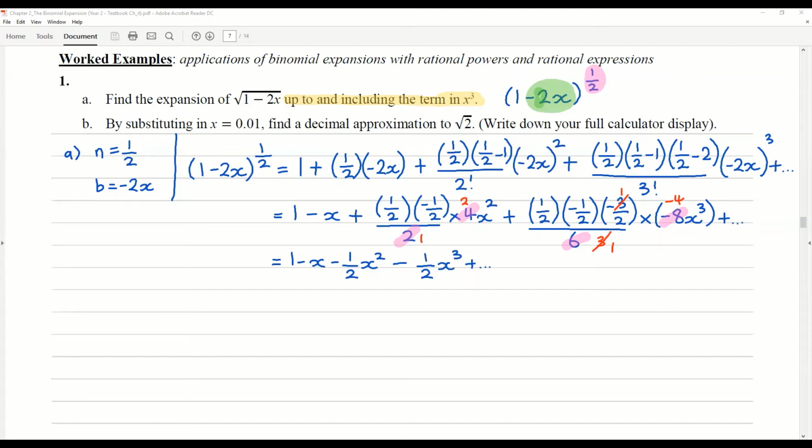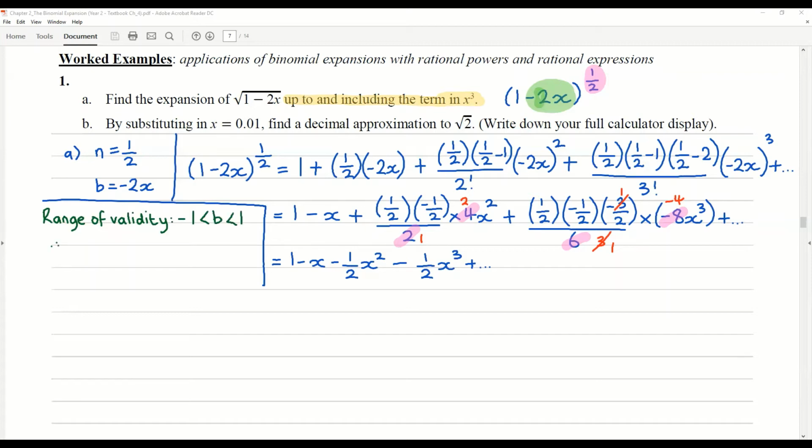It tells us, by substituting x equals 0.01, find an approximation for root 2, write down your full calculator display. Well, I just want to emphasize something here before we do that. Remember, of course, that what we have just discovered is an expansion which has a range of validity. I know it doesn't ask for the range of validity, but it is important to be aware of it in this situation. So the range of validity is where b is sandwiched between -1 and 1.